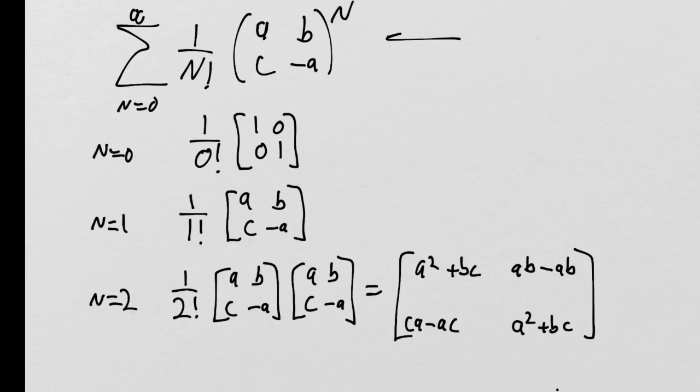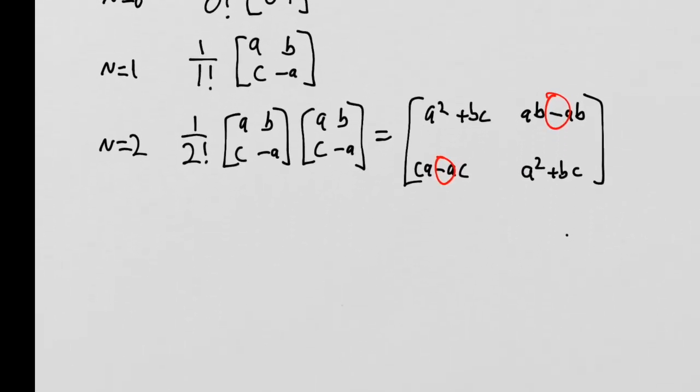The third term, which is n equals 2, is 1 over 2 factorial times this matrix times itself, which I calculated as a squared plus bc in the diagonal elements, but then these two guys cancel as far as I can tell. Let me double check that. Yeah, they seem to cancel to me, so that's 0 and that's 0. So now we need to do some more terms.